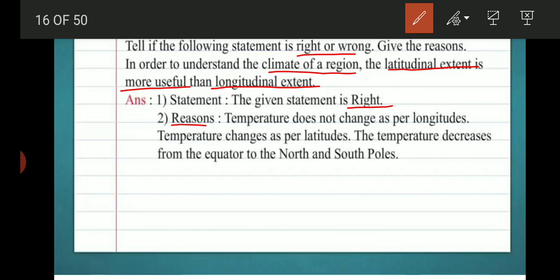Why is it right? We will give the reason also. Temperature does not change as per longitudes. Temperature changes as per latitudes. The temperature decreases from the equator to the north and south.